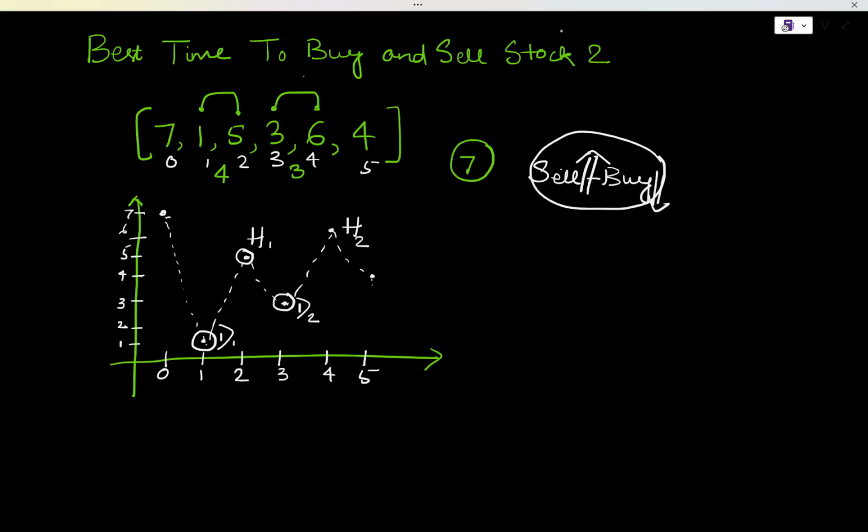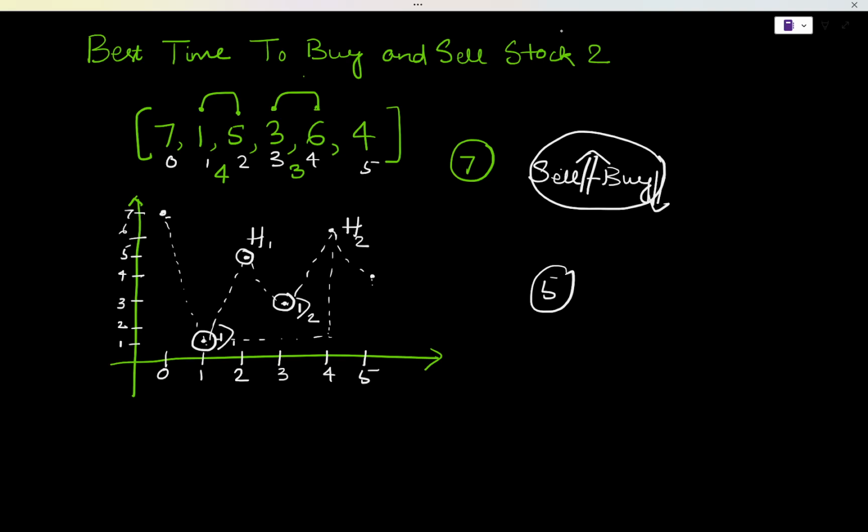Why do we sell at H1? Why shouldn't we hold on and sell at H2? Because H2 is higher than H1. The reason is, see, if I buy at D1 and hold till H1, what is the profit that I am going to get? So it is 1 and H2 is 6, the net profit will be 5.